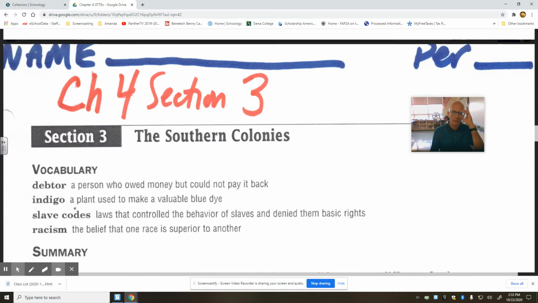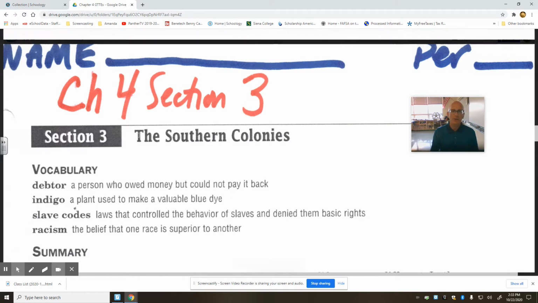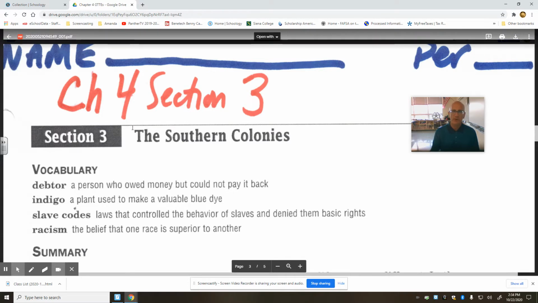Welcome back. Today we're going to look at Chapter 4, Section 3, the Southern Colonies. Previous mini lectures and classes talked about the New England colonies and the Middle colonies. Today we're going to look at the 5 Southern colonies in Chapter 4, Section 3.